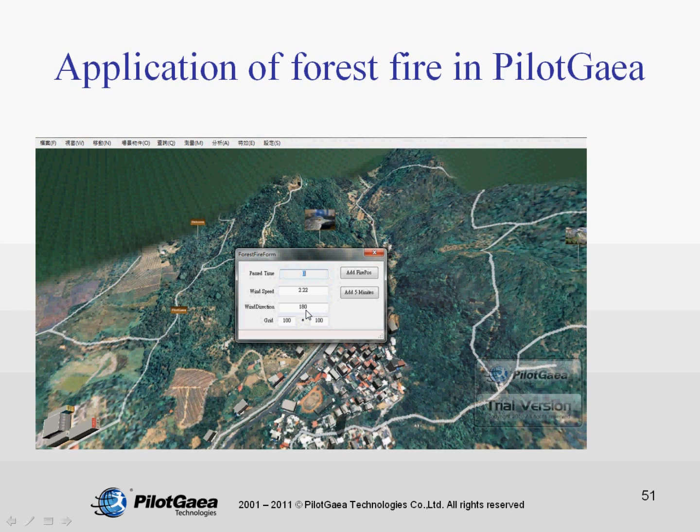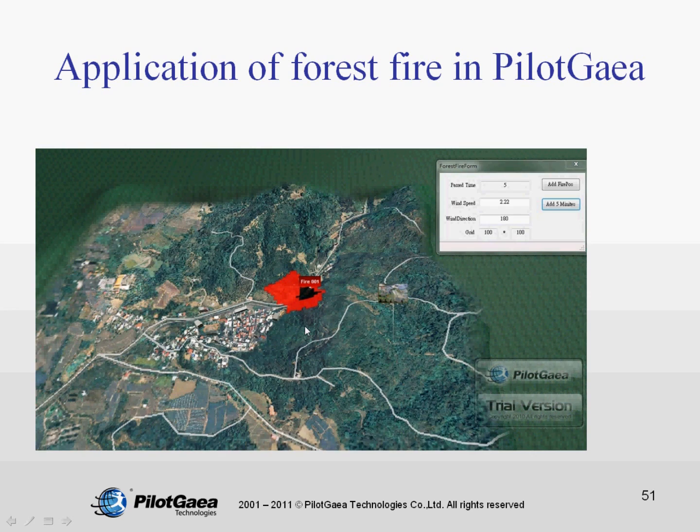Before simulation, the user needs to add some ignition points. The display here changes every 5 minutes. In the figure, the red part is the region that is burning. The black part is the region that is burned out. This is the situation at 5 minutes.